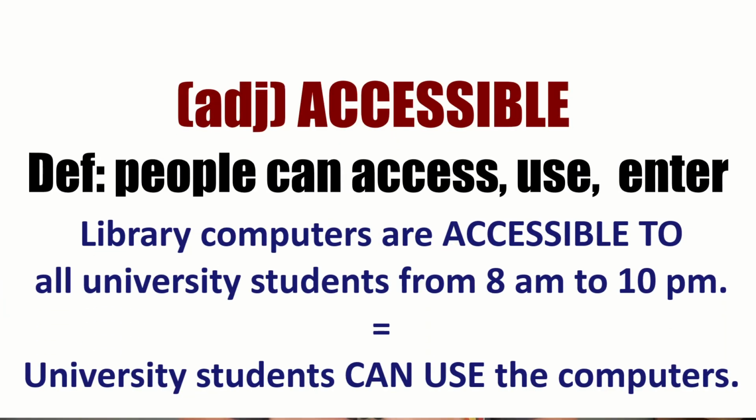The first word, accessible. Notice my stress, accessible. This is an adjective that means people can access, people can use it, or people can enter it. Let's look at an example. Library computers are accessible to all university students from 8 a.m. to 10 p.m. Therefore, university students can access this. The computers are accessible to them.